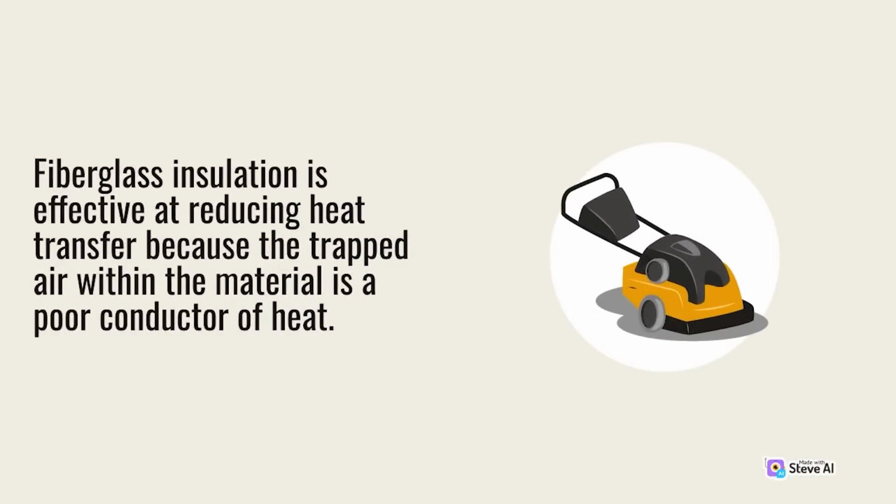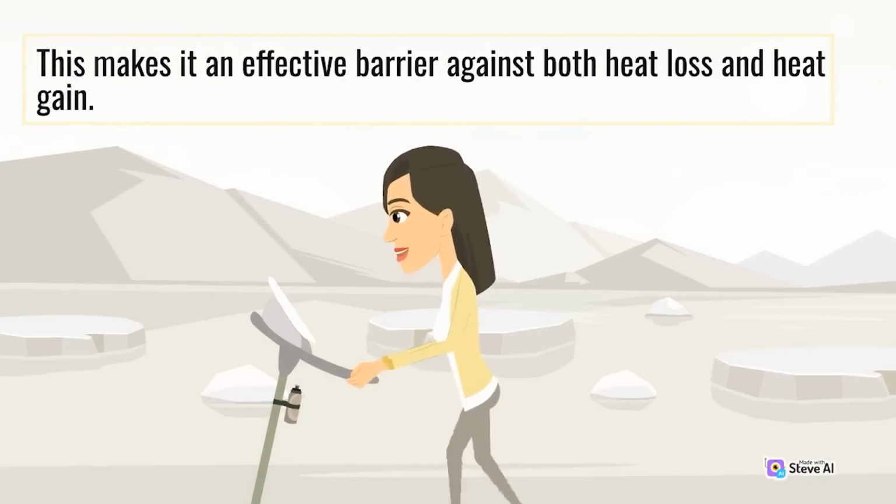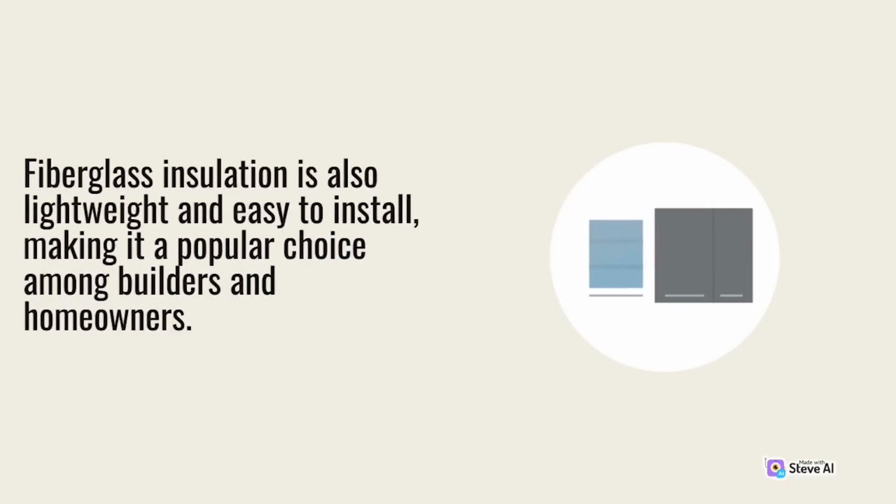Fiberglass insulation is effective at reducing heat transfer because the trapped air within the material is a poor conductor of heat. This makes it an effective barrier against both heat loss and heat gain. Fiberglass insulation is also lightweight and easy to install, making it a popular choice among builders and homeowners.